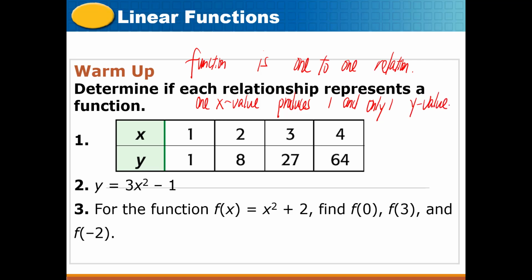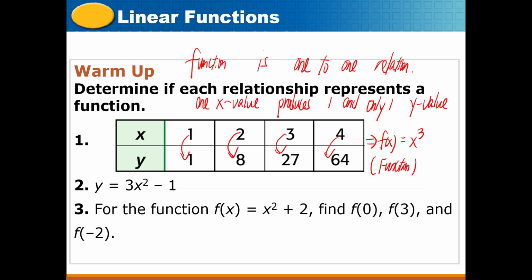If you look at the first table here, each x value produces only one y value. X equals 2 produces y value 8. X equals 3 produces y value 27. X equals 4 produces y value 64. It looks like the function relationship should be f of x equals x cubed, so the y value is always the cube of the x value. So it is a function.